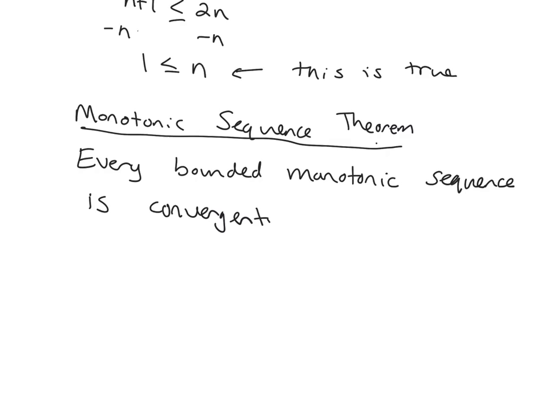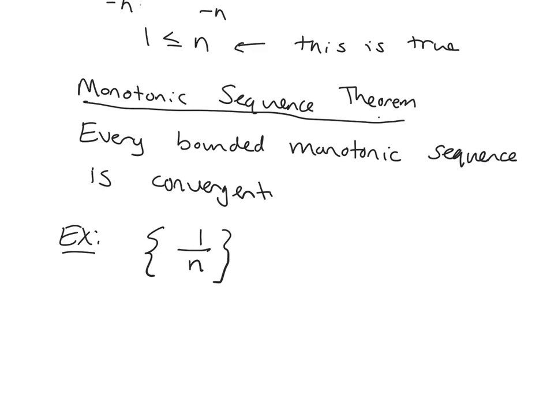So I wanted to show you some examples of sequences that would fall under this theorem. The first sequence is going to be 1 over n. We've already said in the past that this sequence converges. We took its limit. But another way to show that it converges is using this theorem.